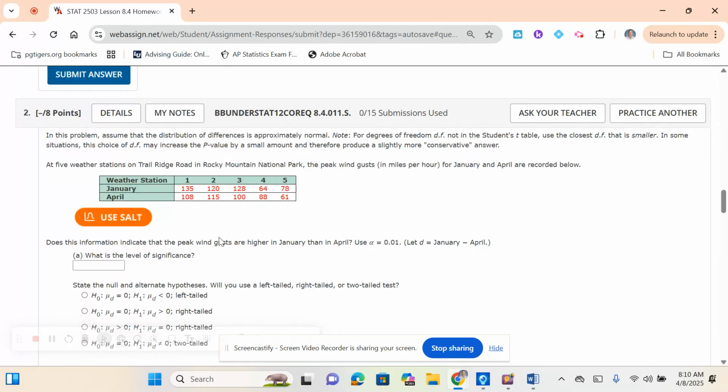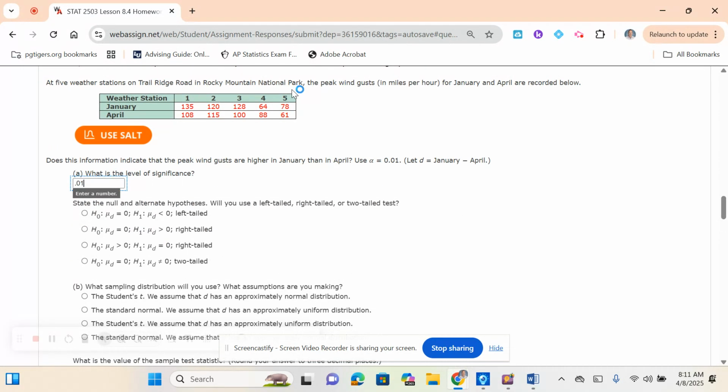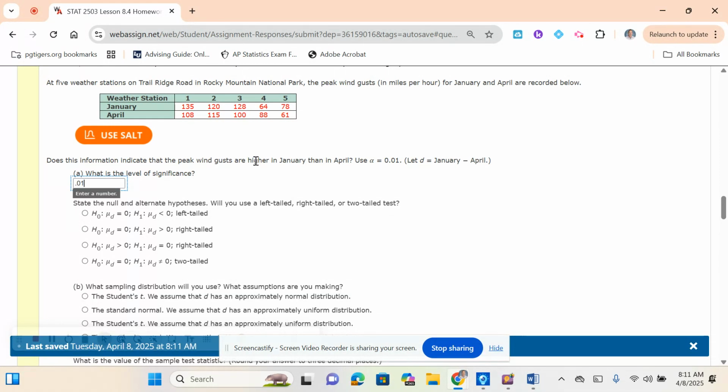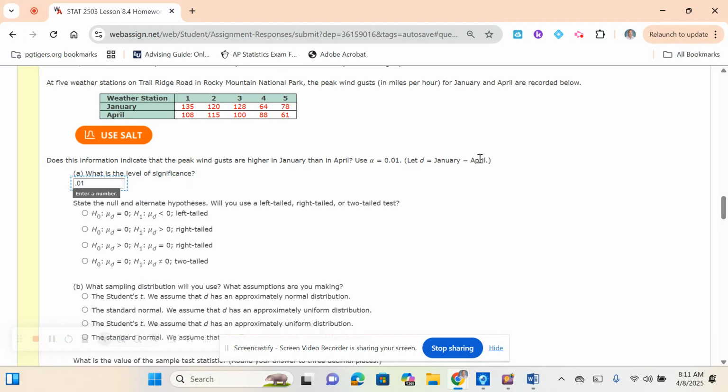So does this indicate that it's higher in January than it is in April? Use alpha 0.01. What's the level of significance? Well, they just gave it to you. It's alpha. State the null and alternate hypothesis. We're doing paired data, so we're going to use mu d, the mean difference. We assume it equals 0, and we're trying to prove it's higher in January. Note that they're doing January minus April. So what must be true about this difference if it's higher? If it's higher, January has to be greater than April. If the first one's bigger than the second one, the difference has to be greater than 0.